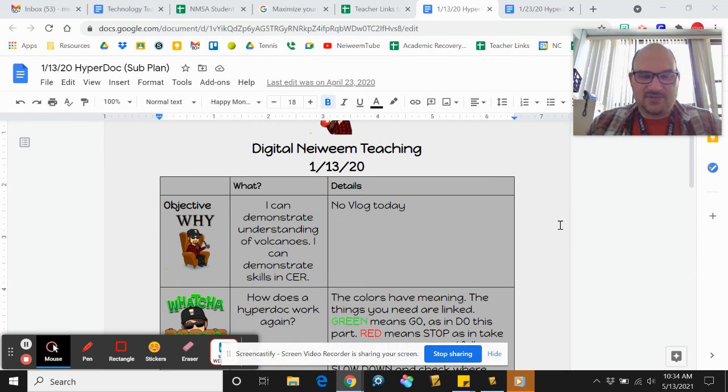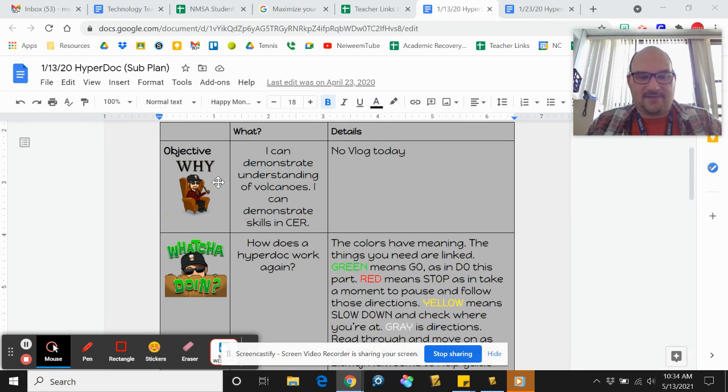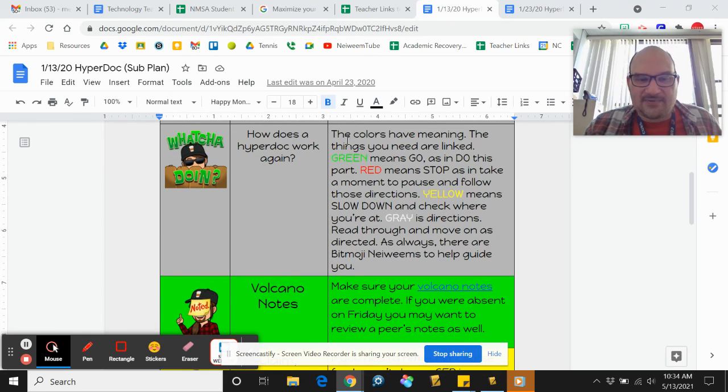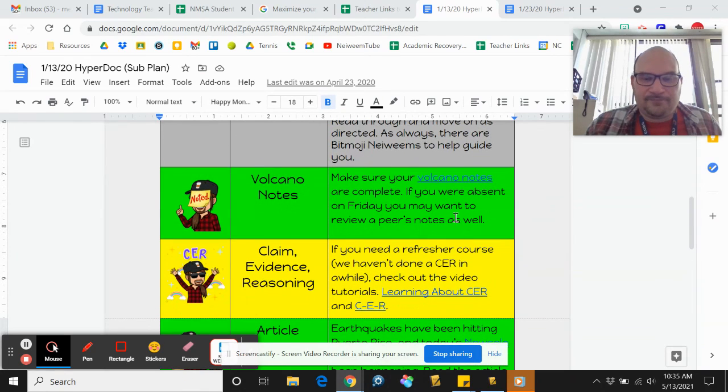One of the keys with the HyperDoc that you want to understand is to have a format to it going down the left side, then the what and the details. That's so students can follow along. At the time, and I recommend this early in the year, I was still early in my HyperDoc usage, so I explained what the colors actually meant. I make these a little brighter, easier to read now, but this was just explaining what the colors actually meant.